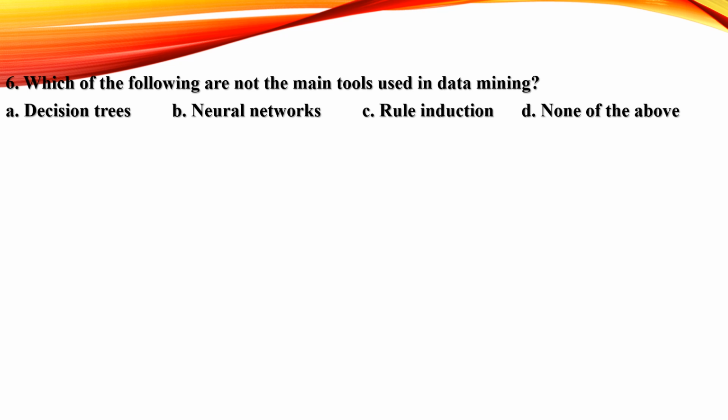Question number 6. Which one of the following is not a main tool used in data mining? A. Decision trees. B. Neural network. C. Rule induction. D. None of the above.